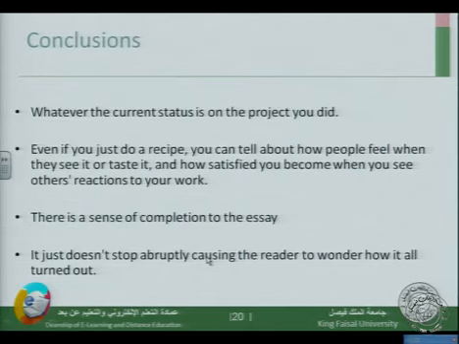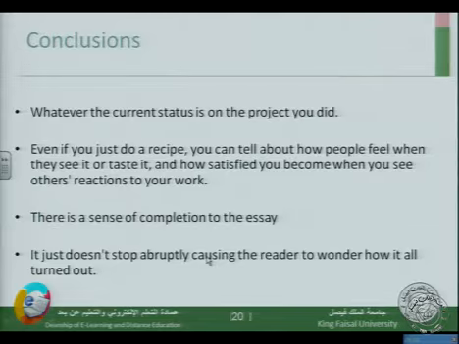In the conclusion, whatever the current status is on the subject, you did. So this is what we call conclusion. Whatever the current status in the project, you did. Even if you just do a recipe, you can tell about how people feel when they see it or taste it, and how satisfied you become when you see others' reactions to your work.